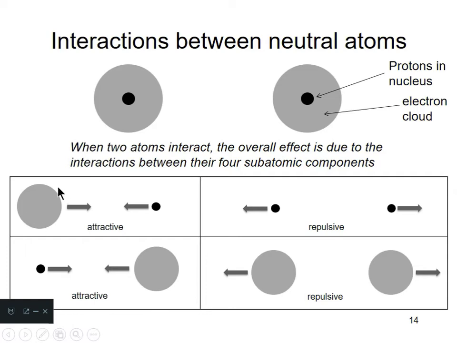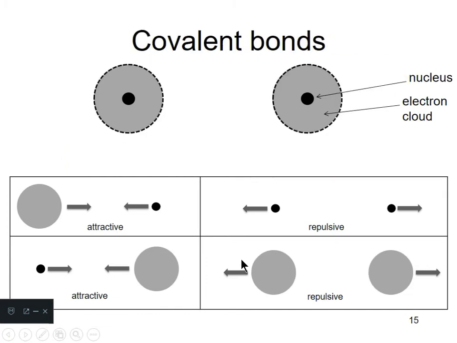I have the electrons on the left attracted to the protons on the right. I have the protons on the left attracted to the electrons on the right, and those are both attractive forces. Then the protons on the left are repelling the protons on the right, and the electrons on the left are repelling the electrons on the right. So I have 2 repulsive forces and 2 attractive forces. Okay, so in forming a covalent bond, I want you to notice what's going to happen if I move those electron clouds closer to one another.